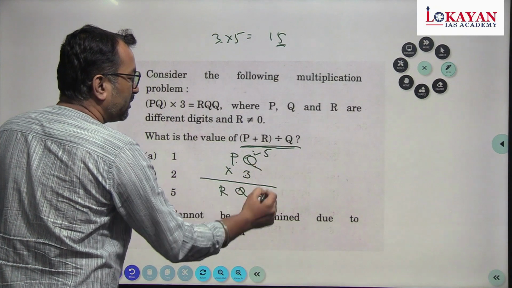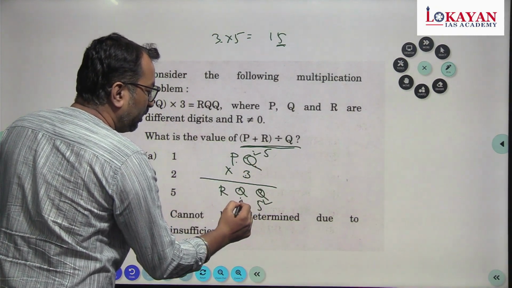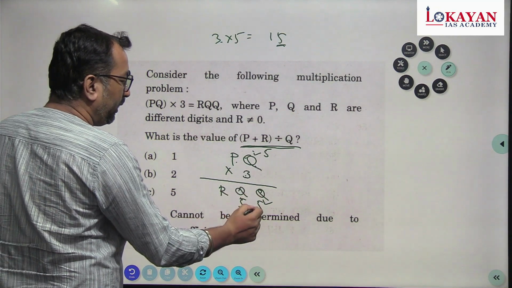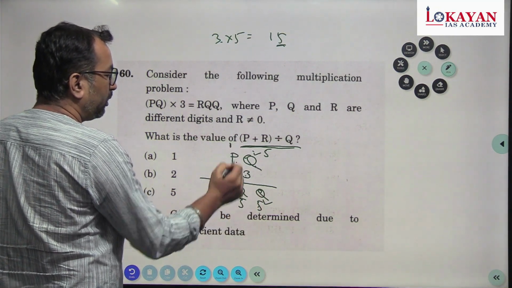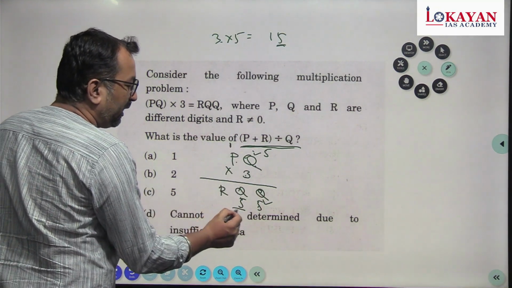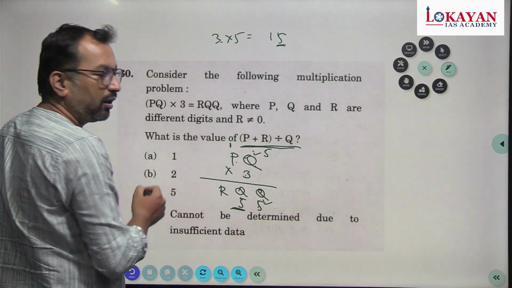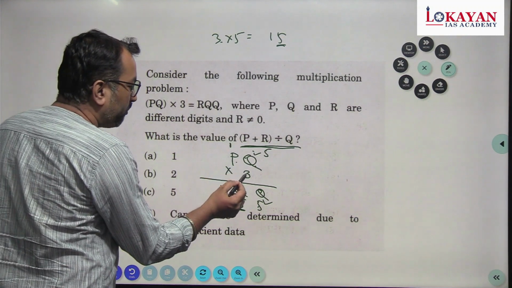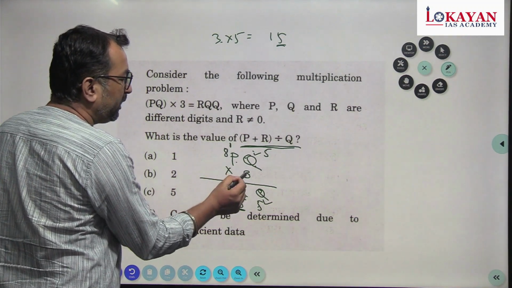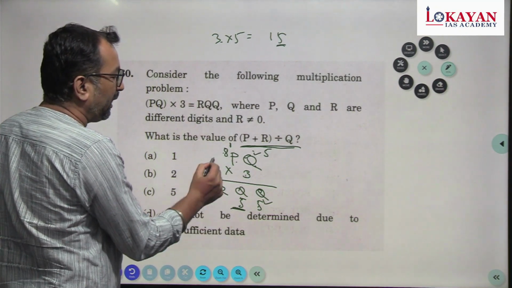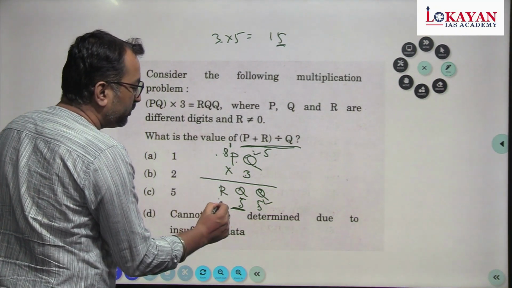So 3 5s are 15. Again here Q must be 5. 3 5s are 15, so the carry is 1. So to get this Q as 5, what should be the value of P? The value of P must be 8, because 3 8s are 24 plus 1 is 25, and the carry is 2, and 2 is written here.